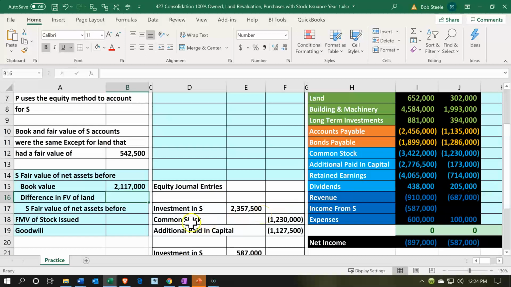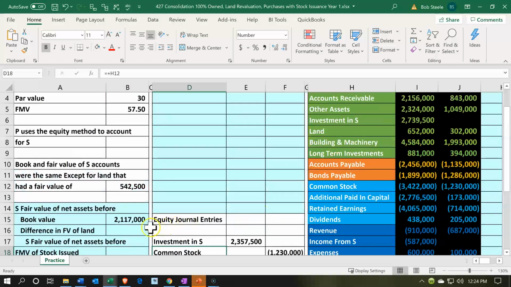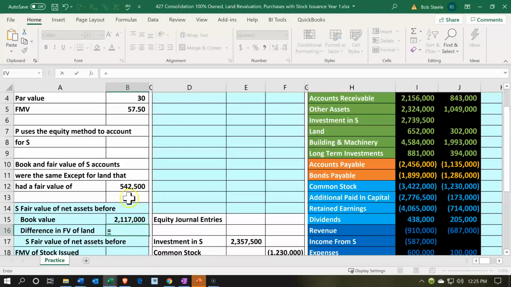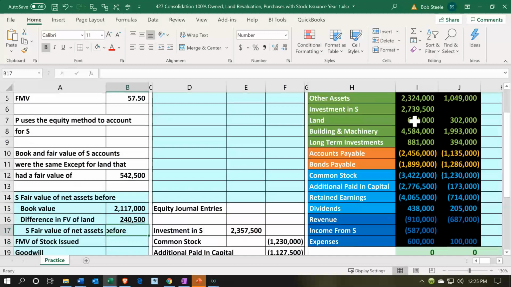So then we're going to say that there's a difference in the amount for the land now. So the land, we're going to revalue at the 542.5 minus what it's on the books for, which is the 302. So that's going to be the 240,500. Therefore, the fair value of S at the point in time of consolidation a year ago, from the data that we see to the right, would be the 2,557,500.